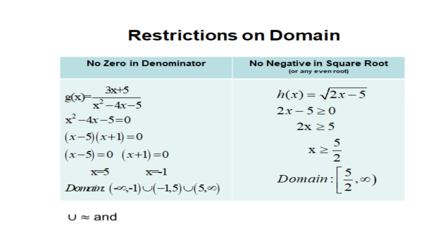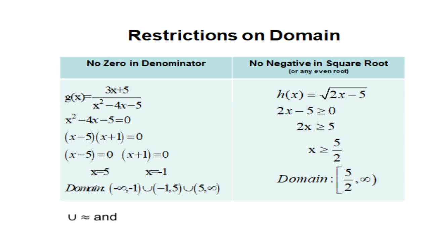h of x equals square root of 2x minus 5. You know that the square root of a negative number does not exist in the real number set. For this reason, we set the restriction that 2x minus 5 must be greater than or equal to 0. This is a linear inequality. Solve this linear inequality and obtain x greater than or equal to 5 over 2.